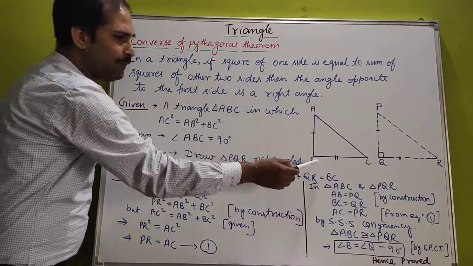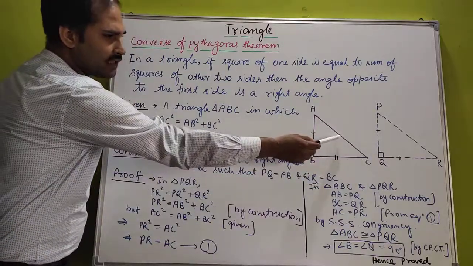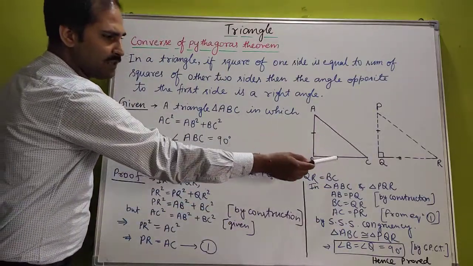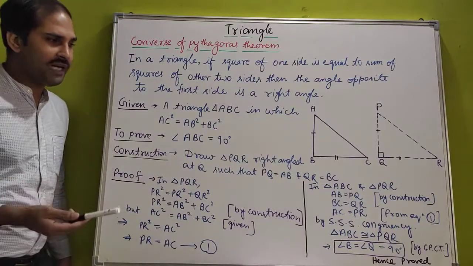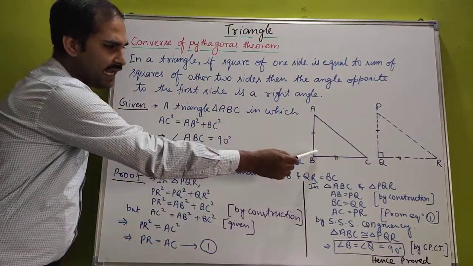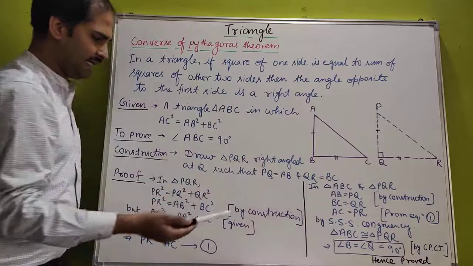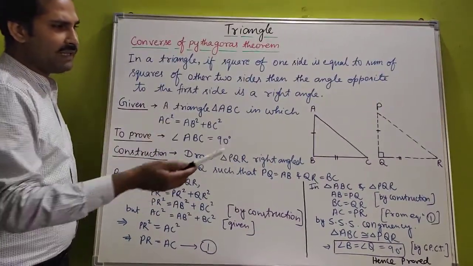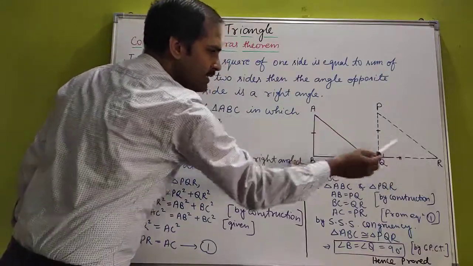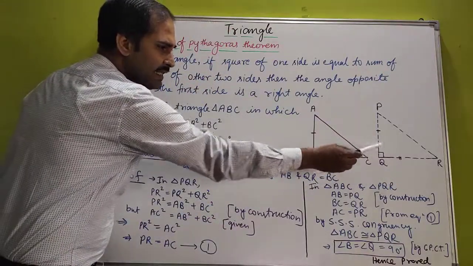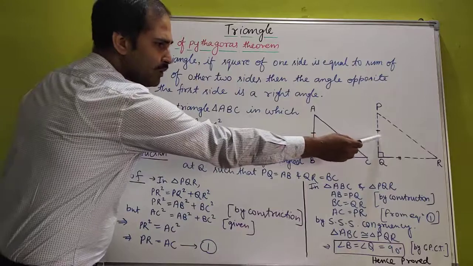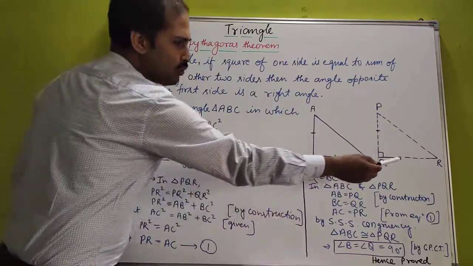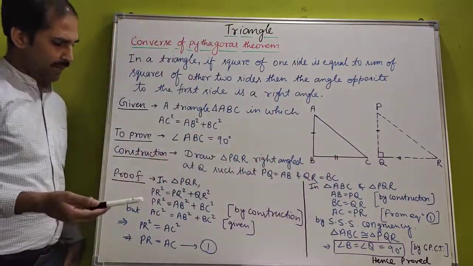In triangle ABC, AC square is equal to AB square plus BC square. This is given. And what we have to prove? We have to prove that this angle ABC is a right angle. So, the construction part is, we have to draw another triangle PQR such that angle Q is 90 degrees and also PQ is equal to AB and QR is equal to BC. This is the construction part.